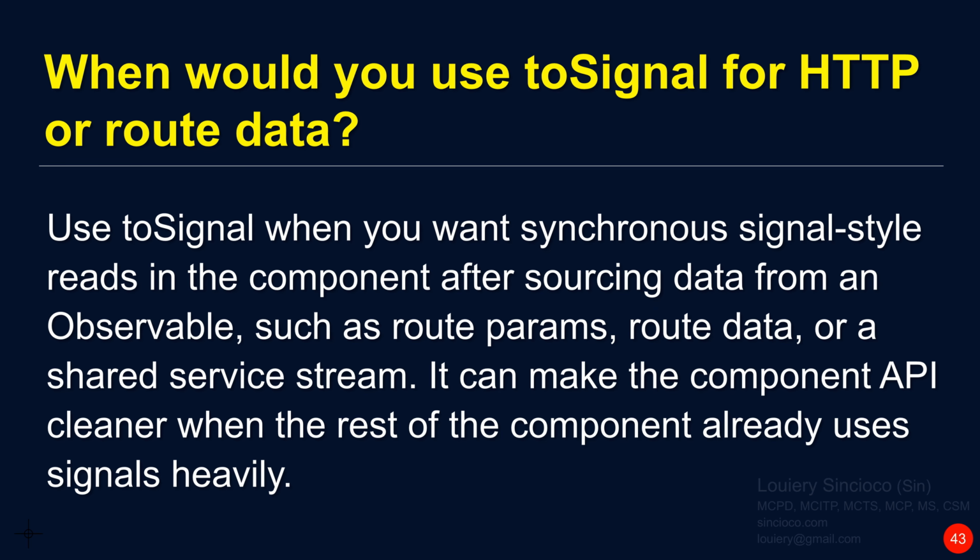When would you use toSignal for HTTP or route data? Use toSignal when you want synchronous signal-style reads in the component after sourcing data from an observable, such as route params, route data, or a shared service stream. It can make the component API cleaner when the rest of the component already uses signals heavily.